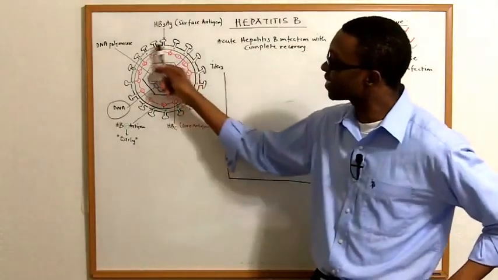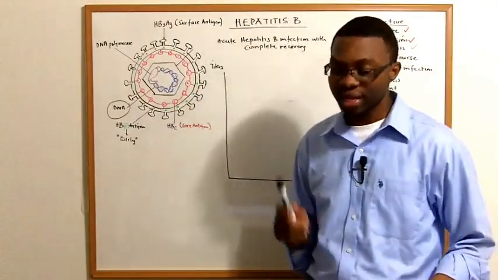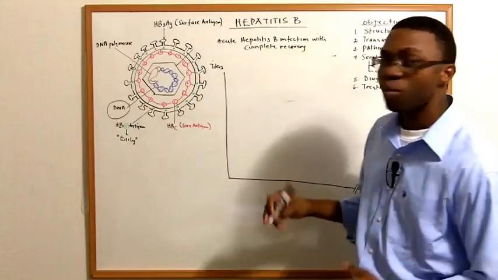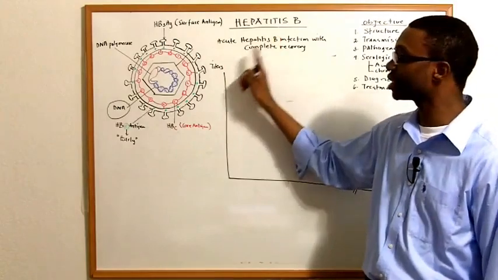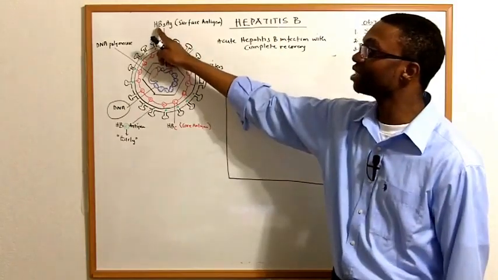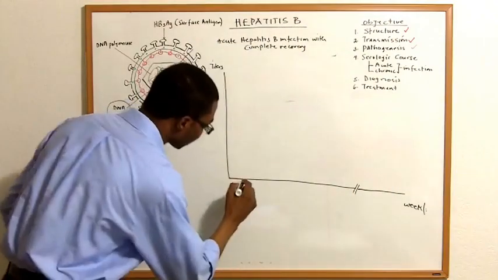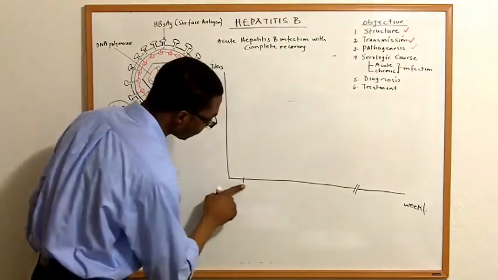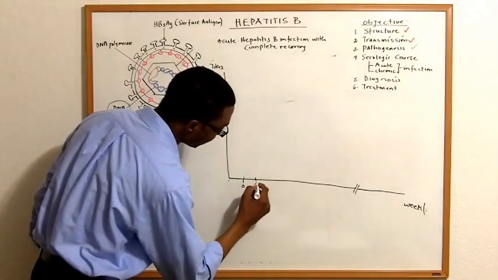Well, when the virus gets into the cell, the first thing that's going to go up, right? The first thing that's going to go up when we measure a titer during an acute hepatitis B infection is the hepatitis B surface antigen. So let's draw that out. Let's say this is 0 weeks. And let's make this 4 weeks.